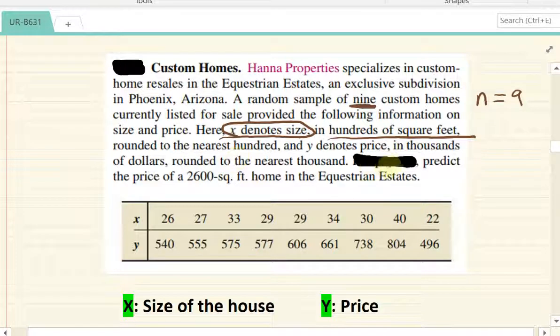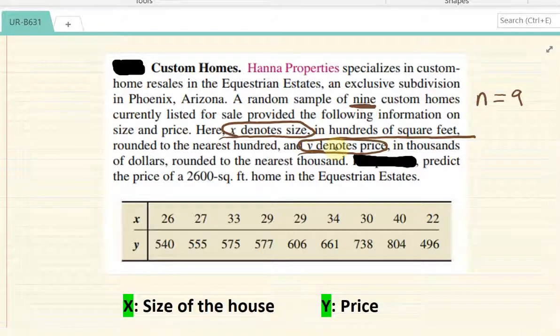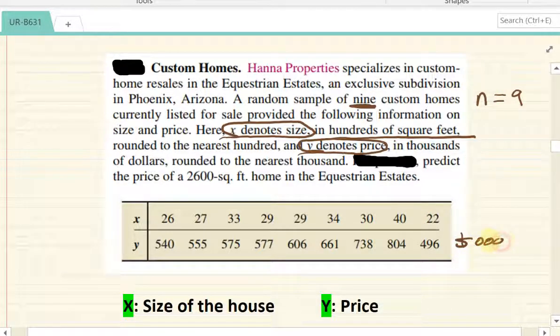And y is the price. So those are clearly defined x and y variables. And the y's are in thousands. So the numbers here are in thousands, and these are times 100 square feet.